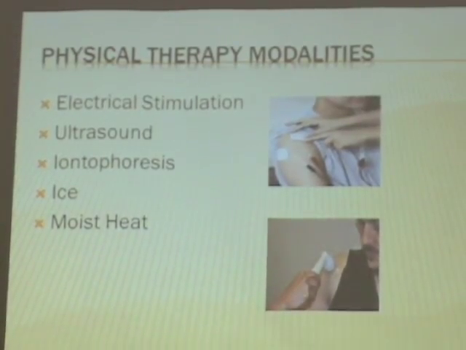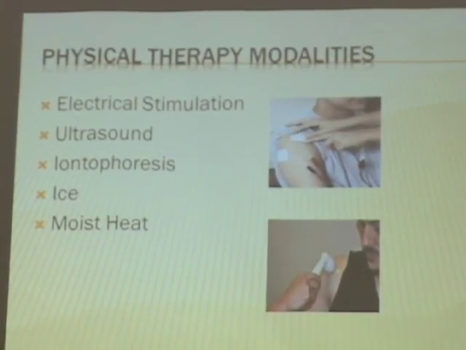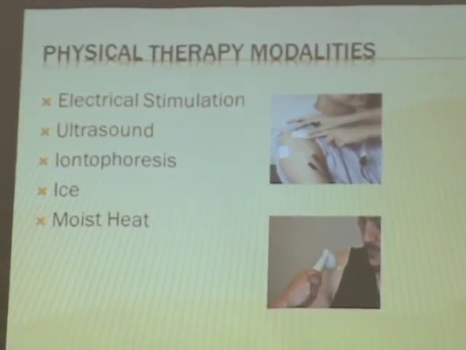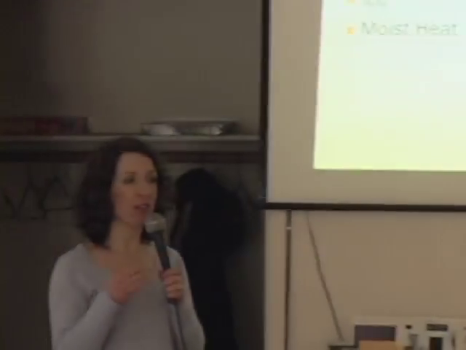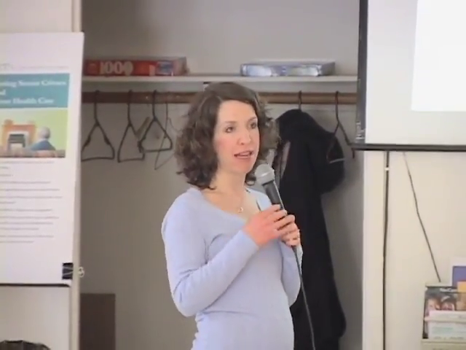Iontophoresis, that's a way to drive, and we're not giving patients shots, but it's a way to drive medication into the skin. So usually dexamethasone is used, and using electronic charges, that's how the medication gets driven into the skin. So obviously we need a script from the doctor, and you need to pick up that medication at the pharmacy and bring it in with you. And also, ice and heat could be used. So ice for inflammation, heat if there's joint stiffness or muscle spasm.